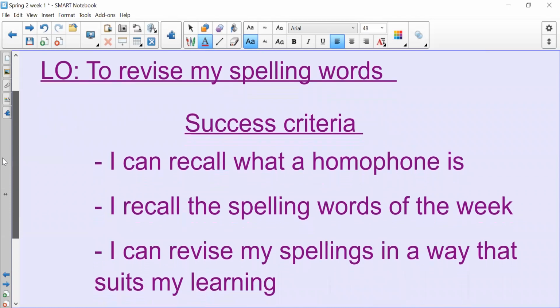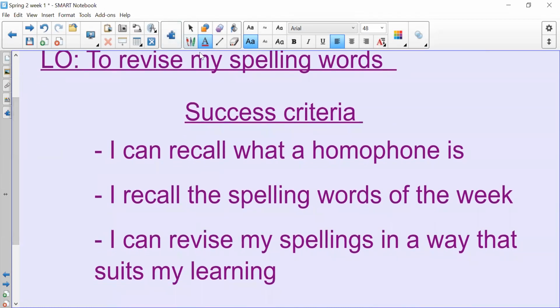And how are you going to be successful with revising? That means going over and practicing those. So hopefully by the end of the lesson, you'll be able to recall what a homophone is. You'll be able to recall the spelling words of the week or recognize them. And you'll be able to revise your spelling words in a way that suits your learning.